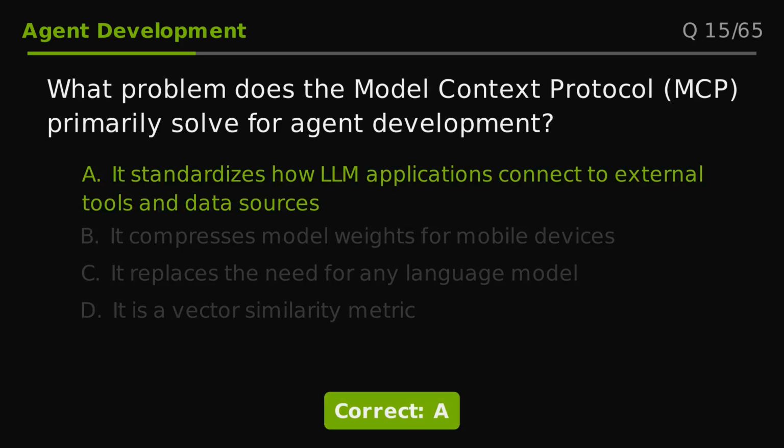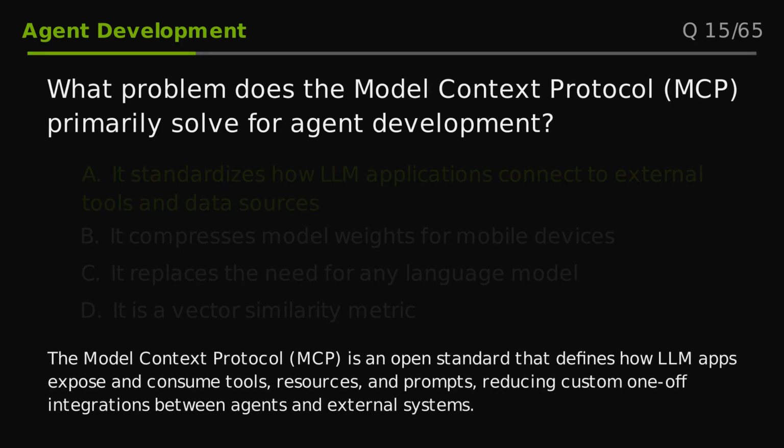The correct answer is that the Model Context Protocol is an open standard that defines how apps expose and consume tools, resources, and prompts, reducing custom one-off integrations between agents and external systems.